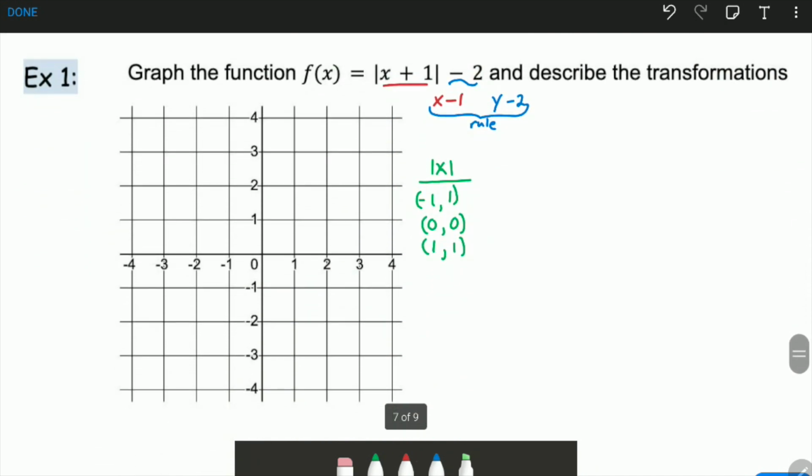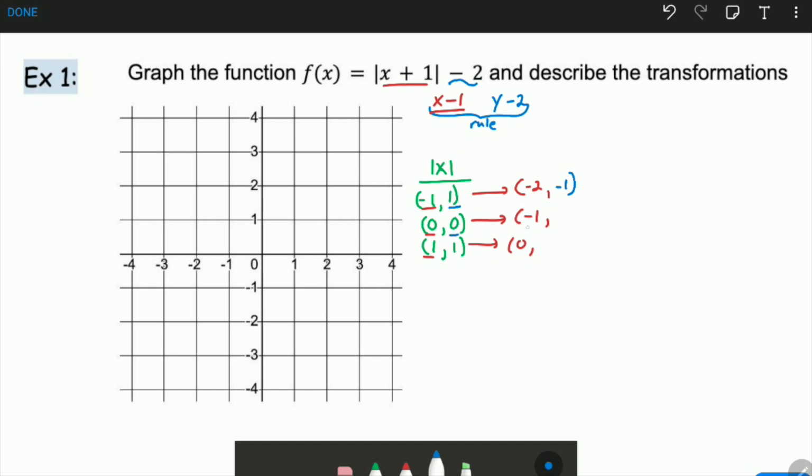So now that we have our points, we're going to go ahead and apply our rules. Go down and do all my x rules. So my rule for x is x minus 1. So -1 minus 1 is -2. 0 minus 1 is -1. 1 minus 1 is 0. Go back through and apply the y rule, which is y minus 2. 1 minus 2 is -1. 0 minus 2 is -2. And 1 minus 2 is -1.